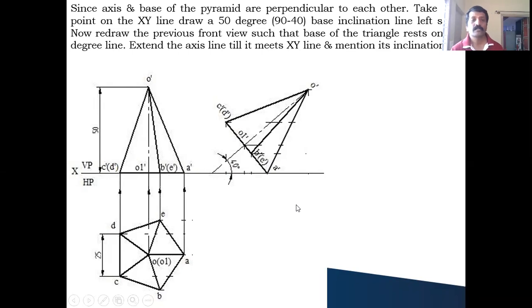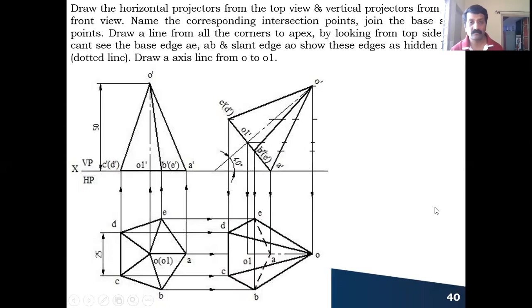To get the top view, you just have to draw the vertical and horizontal projectors like this. From this front view, you have to draw the vertical projectors down like this from all the 5 points. After this, you have to draw the horizontal projectors from the previous top view one by one like this. Okay.